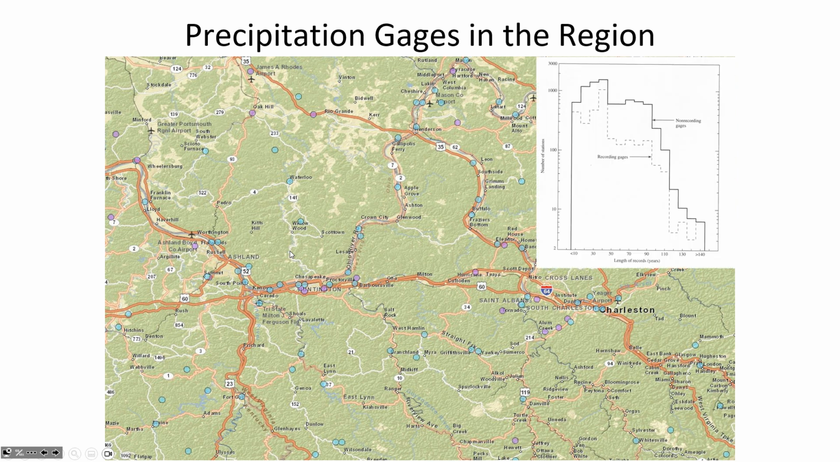This figure, which comes from our textbook, shows you how many gauges there are that have a certain amount of years of data. So this is a logarithmic scale for a number of gauges. What this is saying is, in the entire United States, if you wanted to have 140 years of rainfall data, there are only 8 rain gauges that have continuous data of more than 140 years.